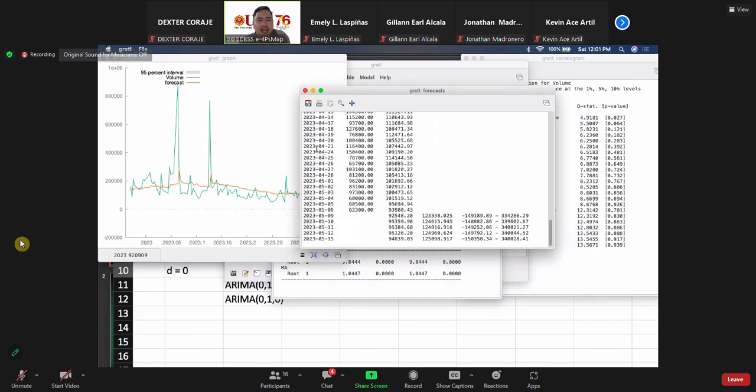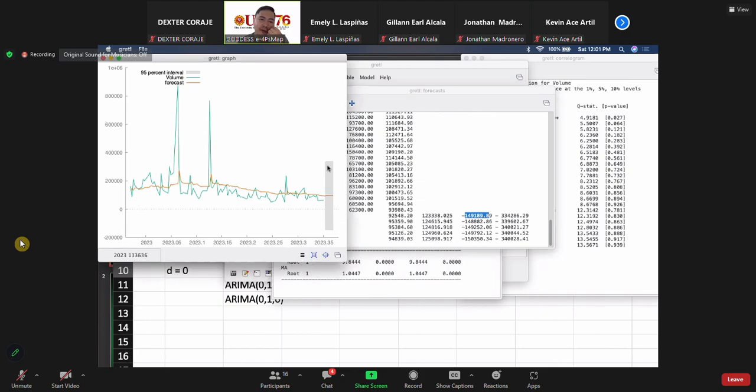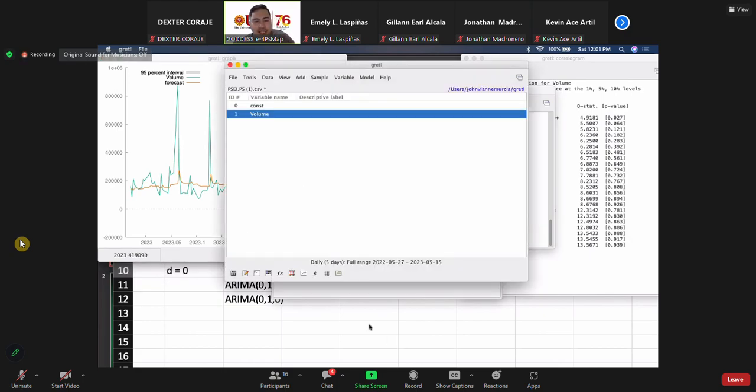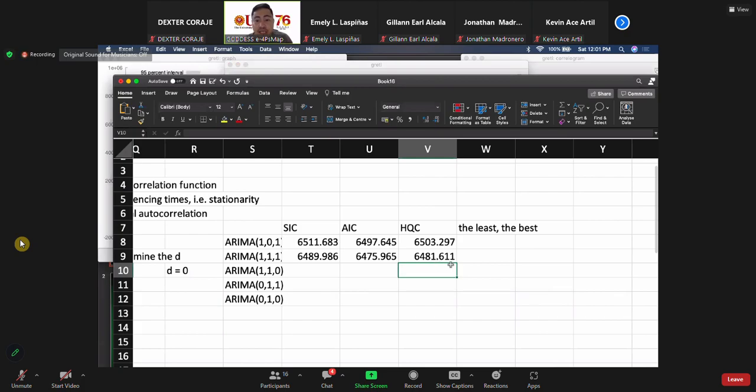But then, the forecast has a wider error, no? So, 149,000, the same still, but its variance is larger: 149,189 is its shortfall in trading. Its overtrading is also bigger, which is 244,286. But nevertheless, as you can see in the graph, it looks almost the same as with ARIMA 101, but it gives us a better fit because the AIC, SIC, and HQC are smaller a little bit compared to 101.